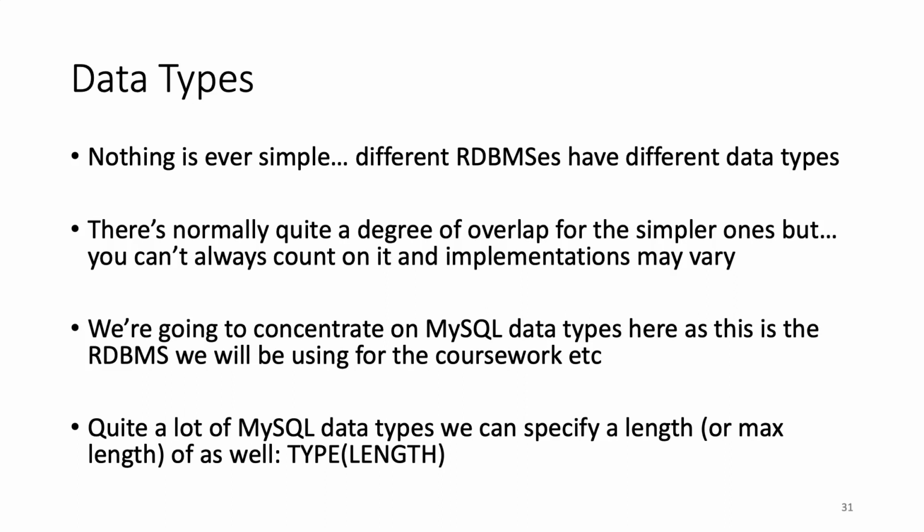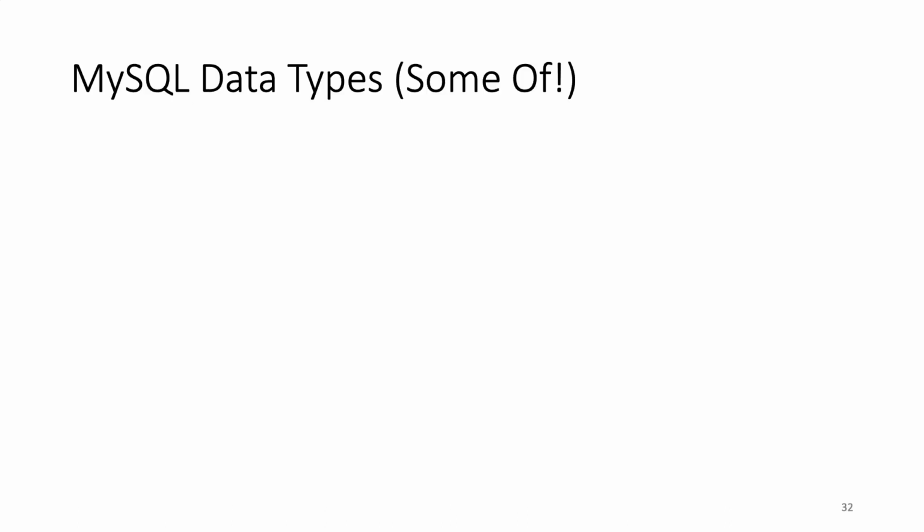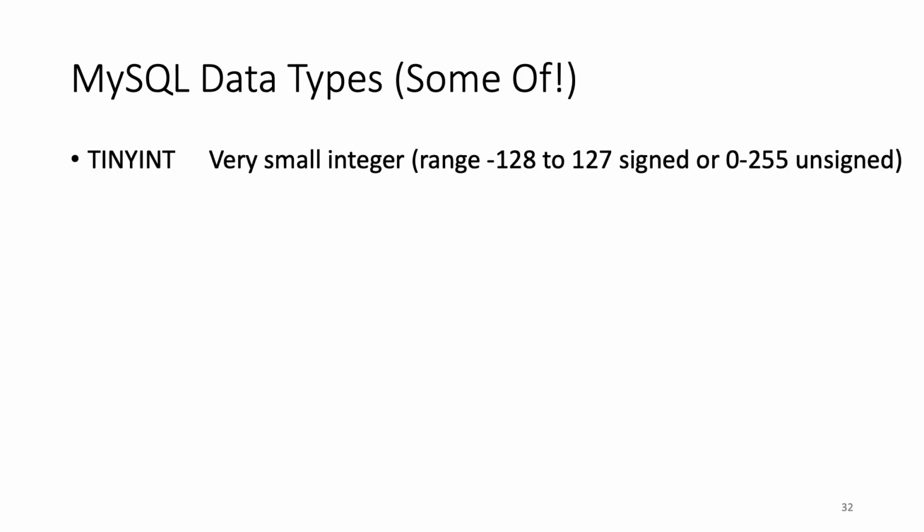So let's have a look at some of the MySQL data types. So let's start with numeric. So we have tinyInt. It's a very small integer. So it's either -128 to 127, it's signed, or it's 0 to 255 unsigned. Someone smart, tell me why that is. Why that range? Why is the range only 255, whether it's signed or unsigned?